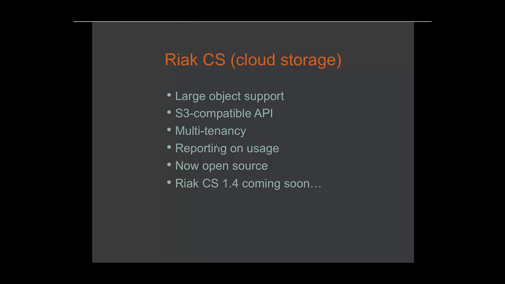Alongside Riak, we also have an open source cloud storage product called Riak CS. This provides large object storage and is S3 compatible. It also provides multi-tenancy and per user usage reporting. Riak CS 1.4 will be available in a few weeks, so be on the lookout on our blog and our site for more updates about the timing of that.